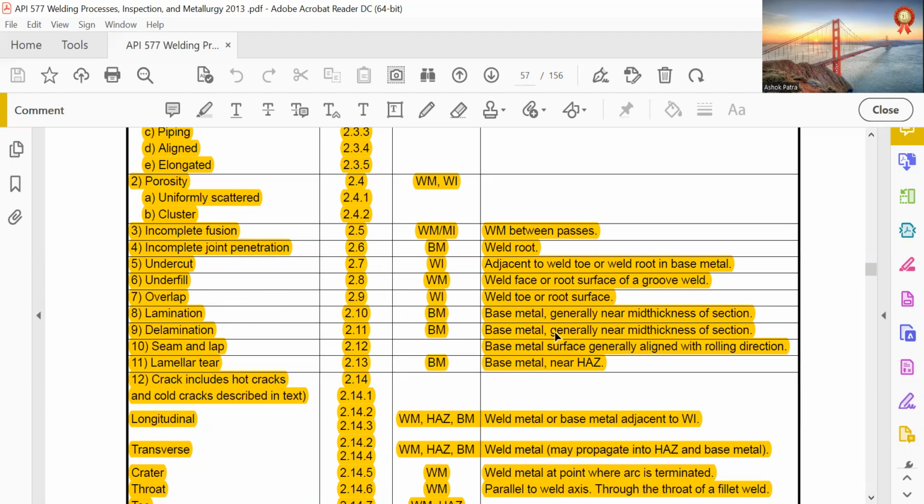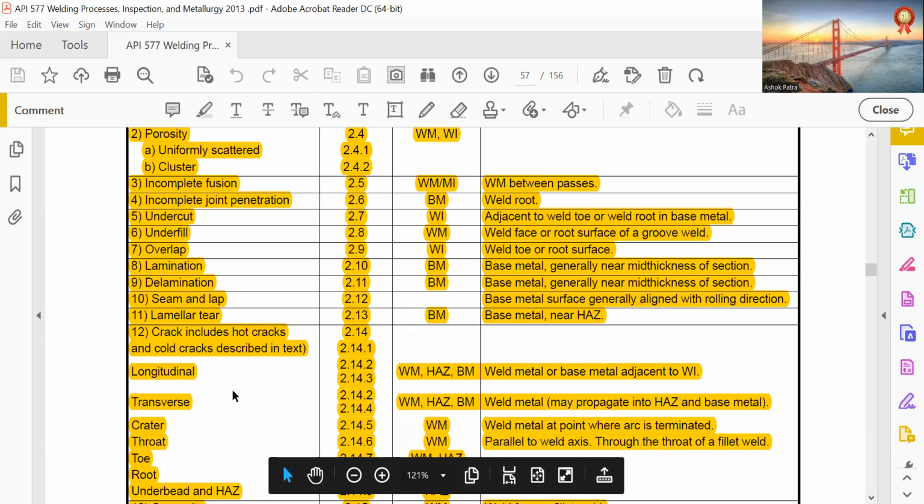Lamination, base metal, generally near mid thickness of section. Delamination, base metal, generally near mid thickness of section. Seam and lap, base metal surface, generally aligned with rolling direction. Laminar tear, base metal.